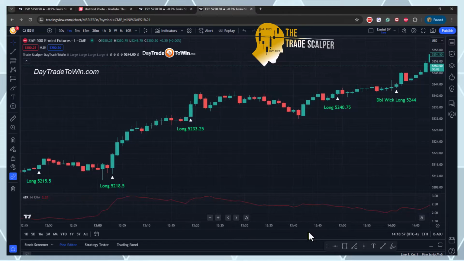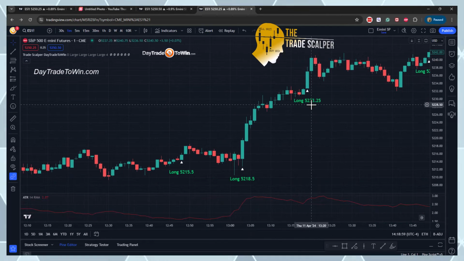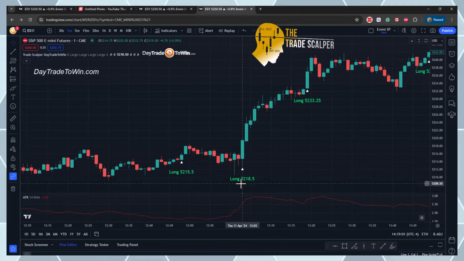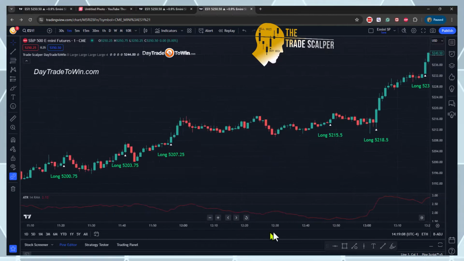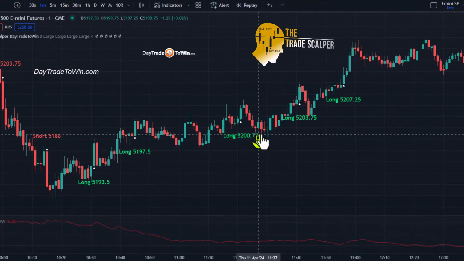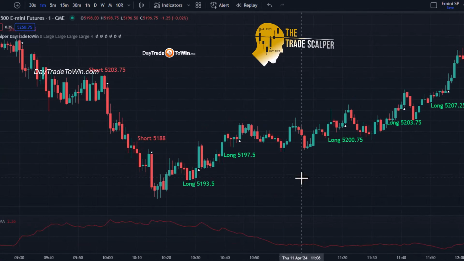Now, as I go back here a little bit more, there's another long trade here at 52.33 quarter, another long, 52.1850, and so on and so on. You can see that these signals on the Trade Scalper for today to the long side are all great, all successful, very good trades.